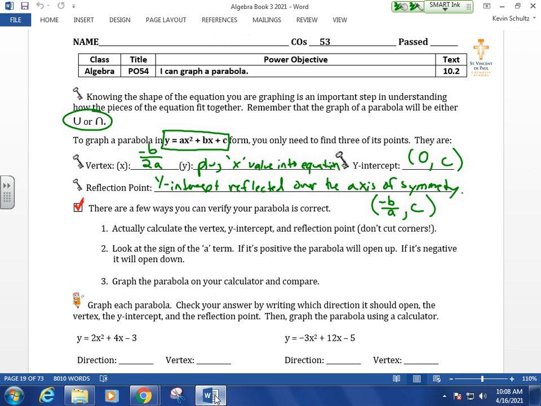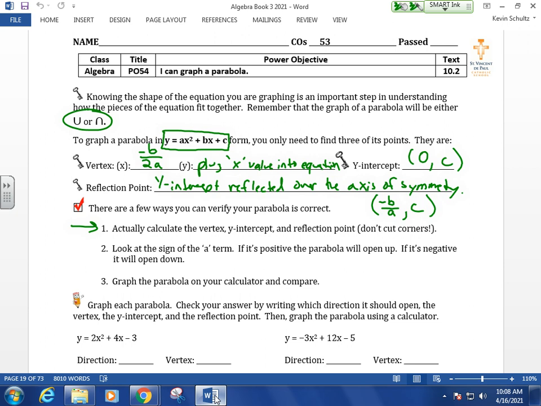The check marks are basically how you can be confident that you're doing these things correctly. Three things to look for. Number 1, don't cut corners. Actually calculate the vertex, the y-intercept, and the reflection point. The faster we try to go through this, the less work we show, and the less organized we are, the more opportunities there are to make a mistake.